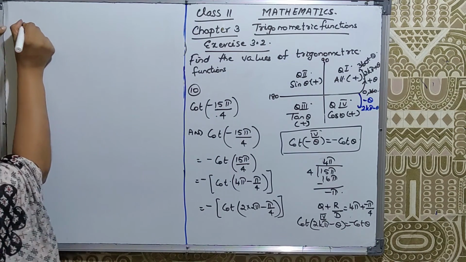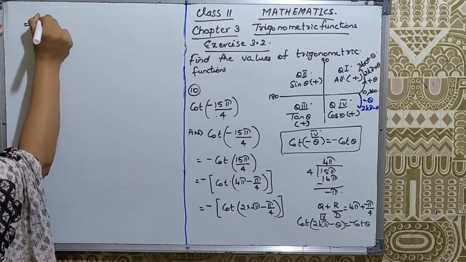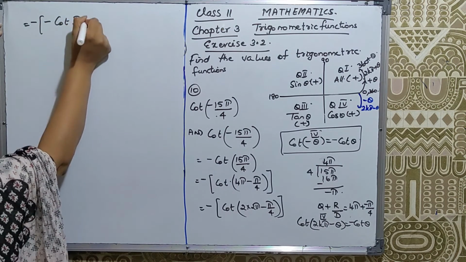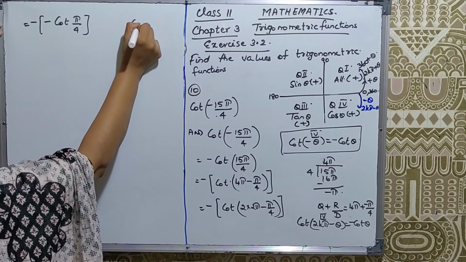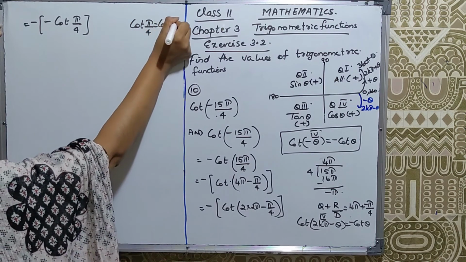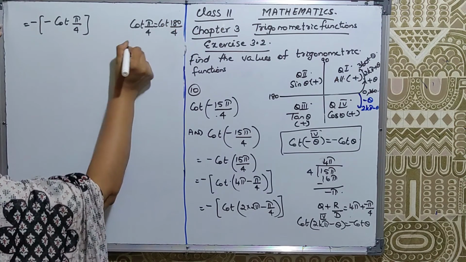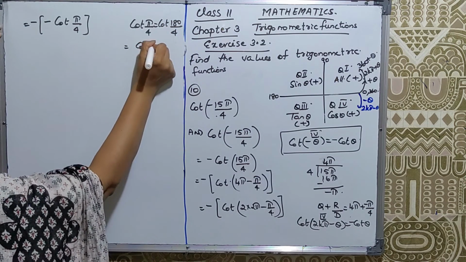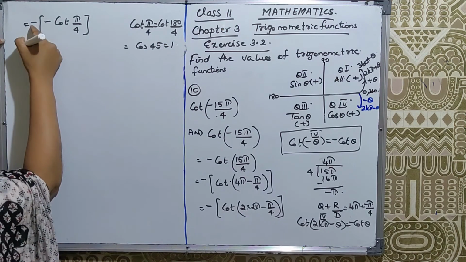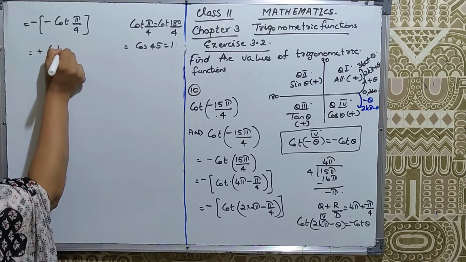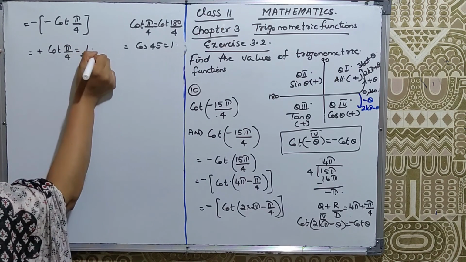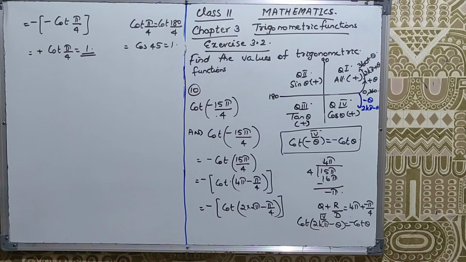So one minus sign is already there, minus cot π/4. But we know that cot π/4 is cot 180/4, that is equal to cot 45. Cot 45 is 1 actually. So it will be minus into minus, plus cot π/4. Cot π/4 is 1, so 1 is the answer. Now we'll continue the next exercise.